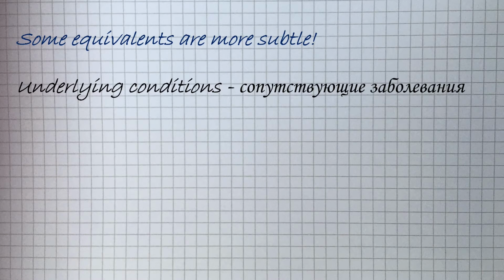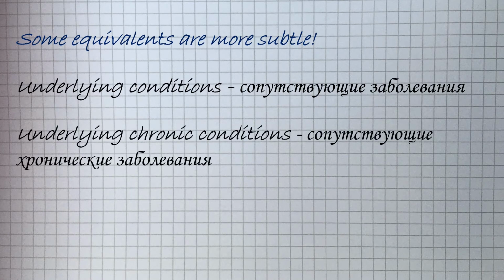So I found a better equivalent researching on the Russian internet. And what the Russian doctors use, and it has also come into media and mainstream, сопутствующие заболевания. This is a better term, a better equivalent. And obviously, if we have underlying chronic conditions to translate, then it's сопутствующие хронические заболевания, which can very often be heard in the Russian news.